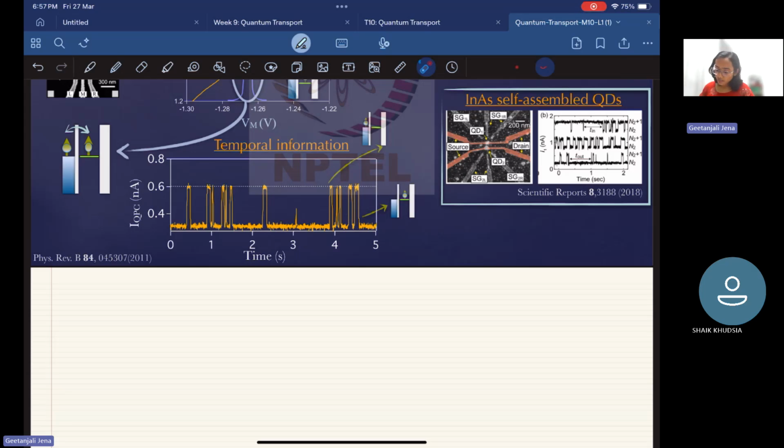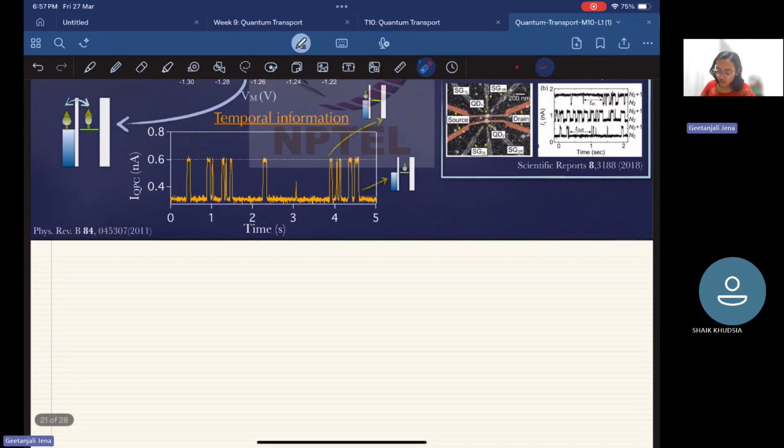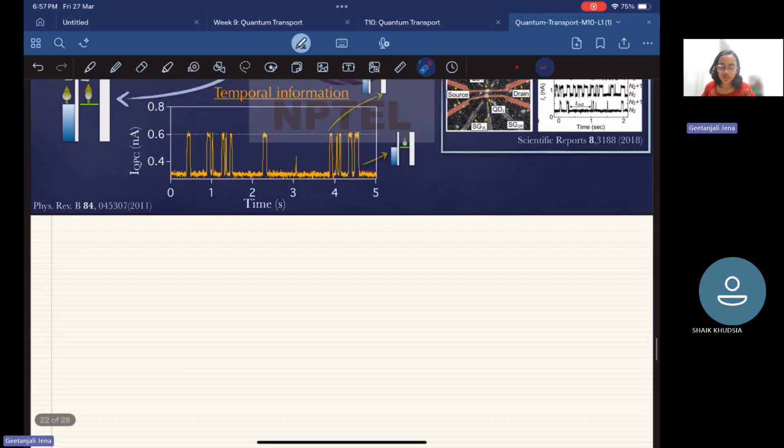Okay, so for this case, you can see that these tunneling events are quite random. This bandwidth decides what is the bandwidth of the circuit and what is the bandwidth of the external amplifier that we are using to measure the current.